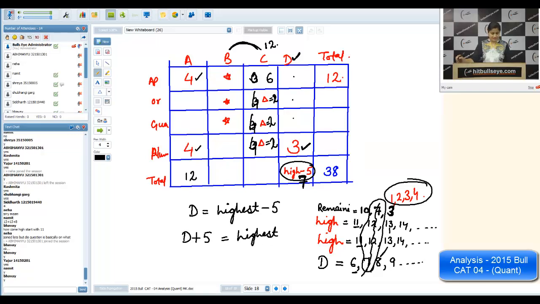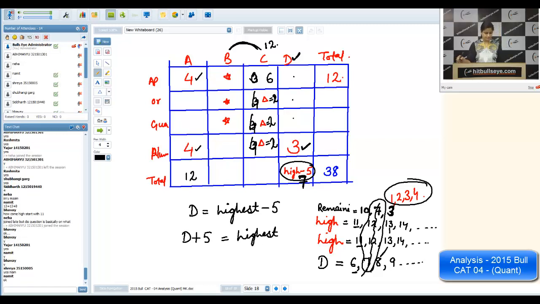We are going by hit and trial only. I have taken the second case, which was not possible. Now, that was a wrong case. If we consider the third case as well, it will be rejected. So, we are left with only the first case, where D is having 6 in total. So, D is having 6.